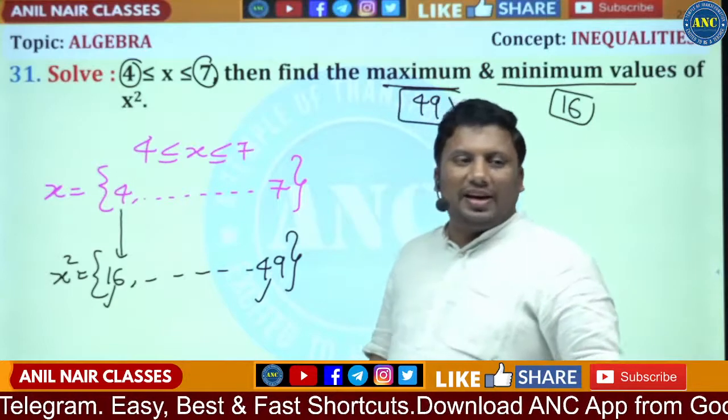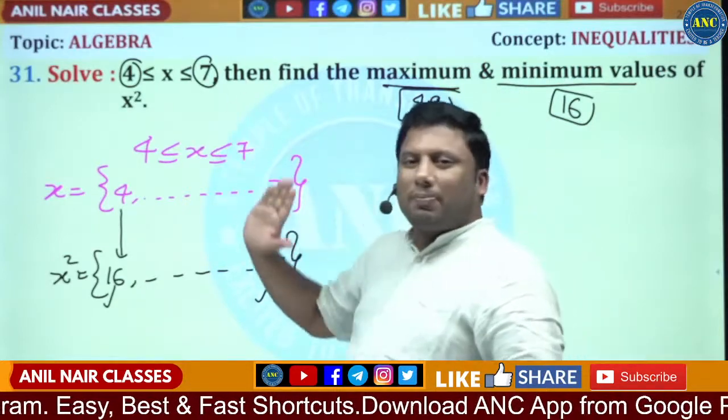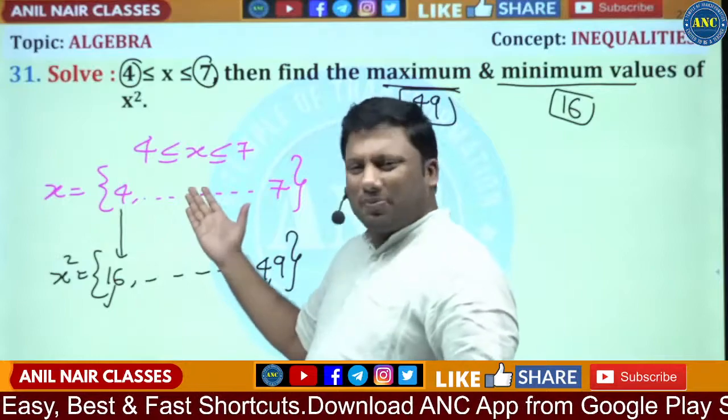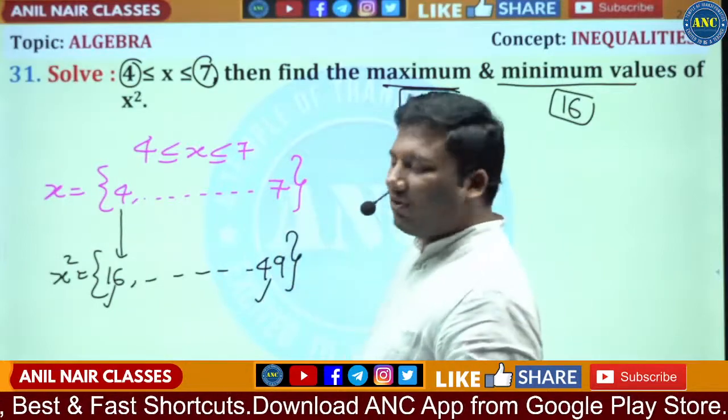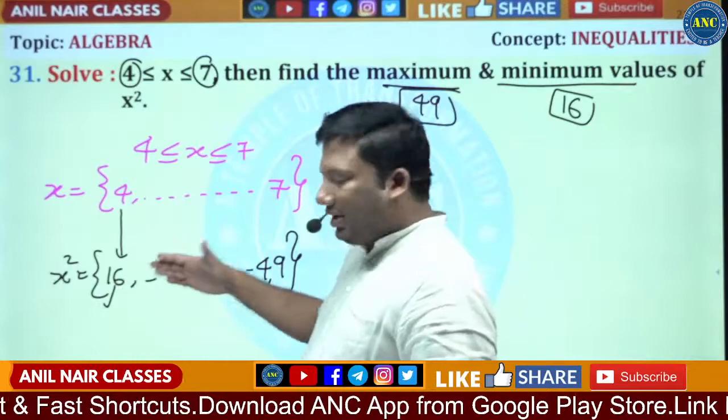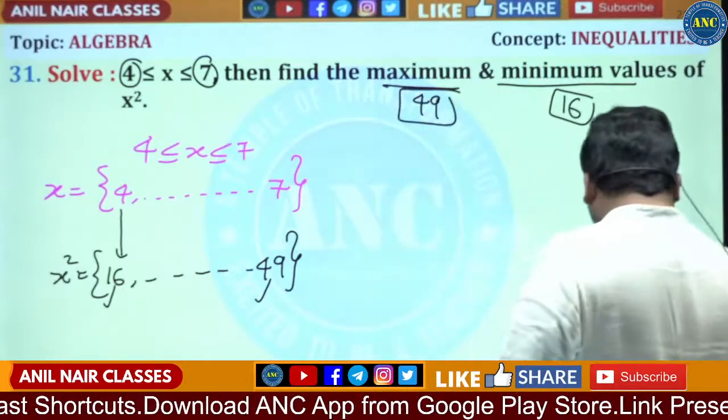I hope the idea is clear, because both of them are positive, right? It is a pretty easy question. Just by looking at it, you can say 4 square is 16 and 7 square is 49.